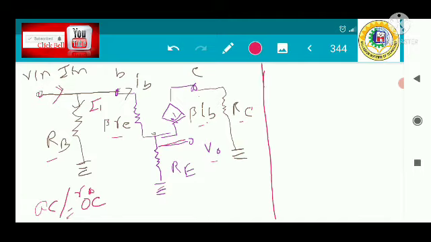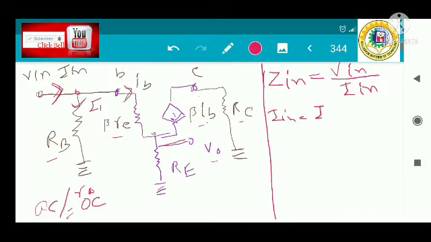So next we will try to calculate the different parameters. First parameter is your input resistance. The input resistance is nothing but the input impedance, whatever you can say. So this is V in divided by I in. And you can see this I in is a summation of this current I1 plus this current IB. Just apply the KCL at this node. So your I in is nothing but I1 plus IB.